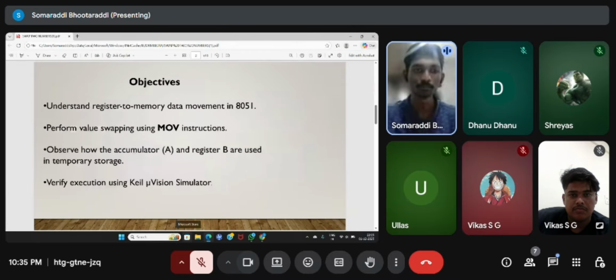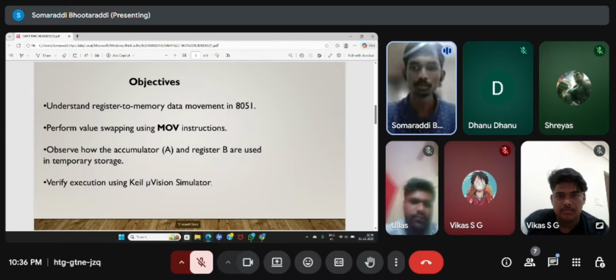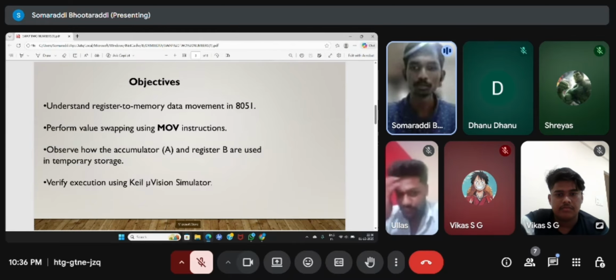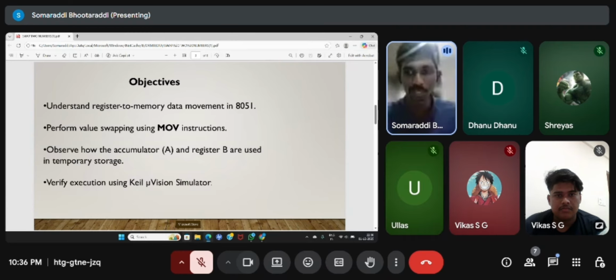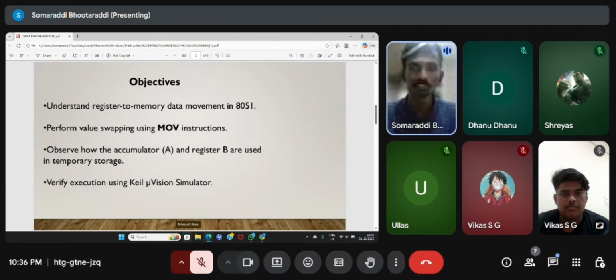Next topic is objectives. The first objective is to understand how the 8051 stores data in memory locations like 78H and 79H. The second objective is to learn how to transfer data using the move instruction and registers.